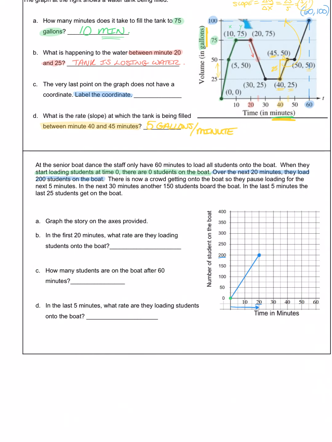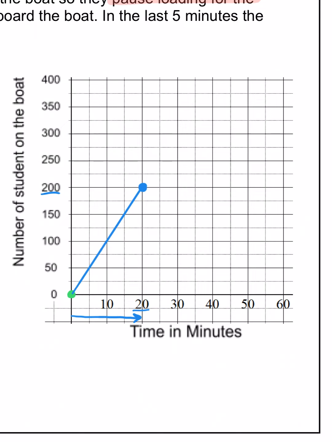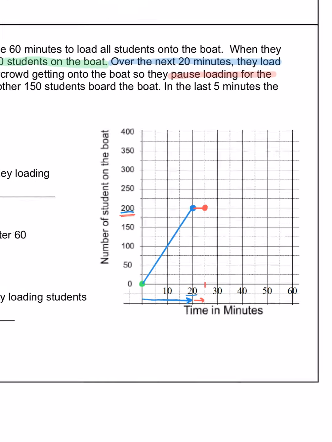All right, first part done. There's now a crowd getting onto the boat, so they pause loading for the next 5 minutes. Okay, well, if they pause, the number of students doesn't change. Let's look at the graph. If it pauses for 5 minutes, we're just going to go 5 minutes. We're going to have the same amount of students for the next 5 minutes. Here's our next leg. We still have 200 on the boat over the next 5 minutes.